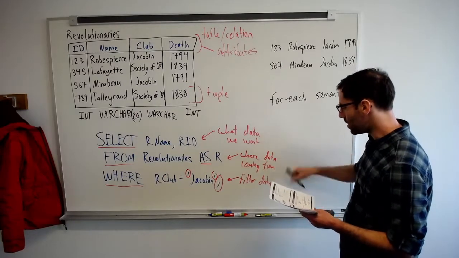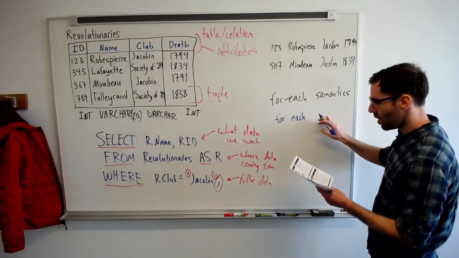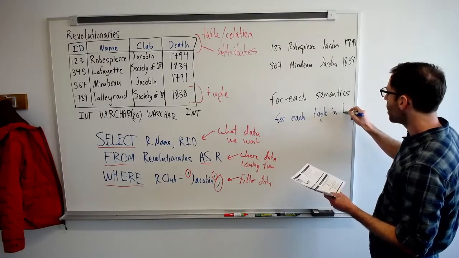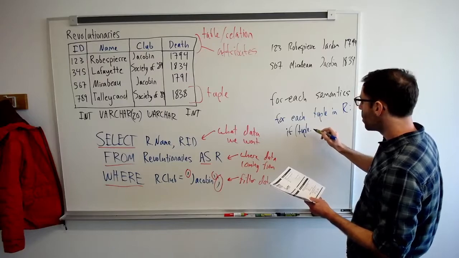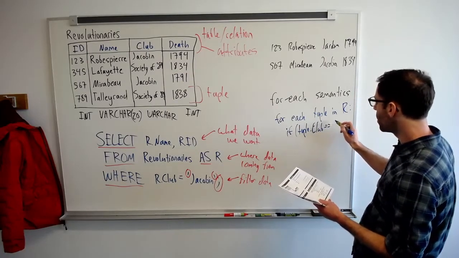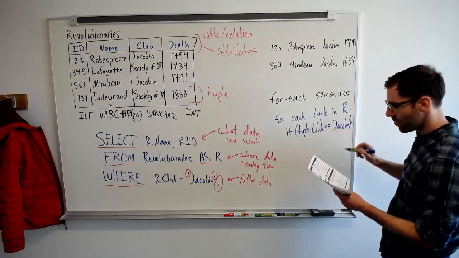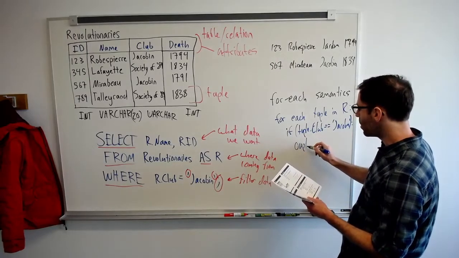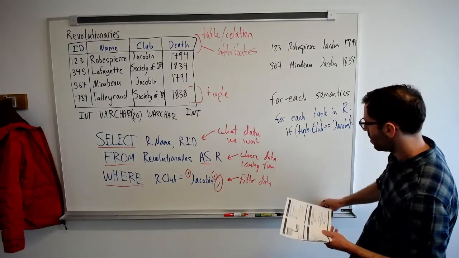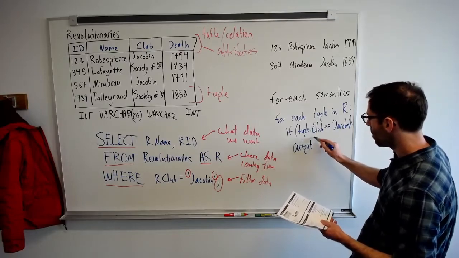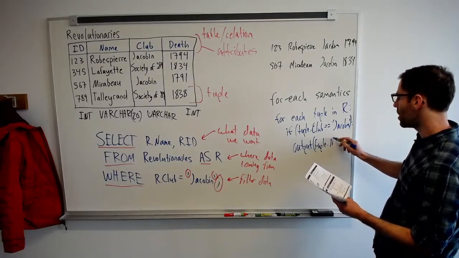But in terms of an intuition for what these queries are going to do, we're going to have something like: for each tuple in R, if tuple.club equals Jacobin, then output tuple.name, tuple.id.